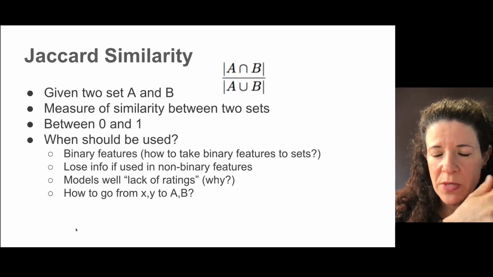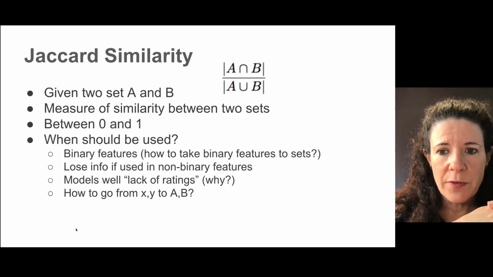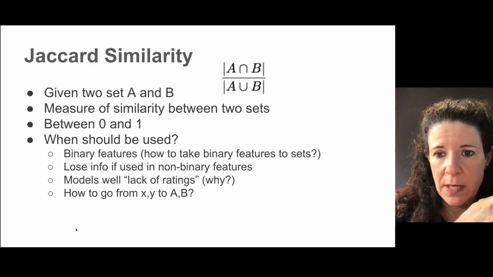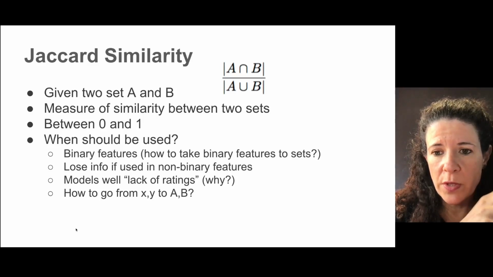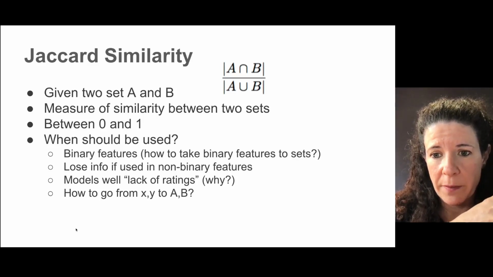So let's talk about some similarities, okay? The first one is the Jaccard similarity. Given two sets A and B, you take the intersection of A and B and divide by the union of A and B.